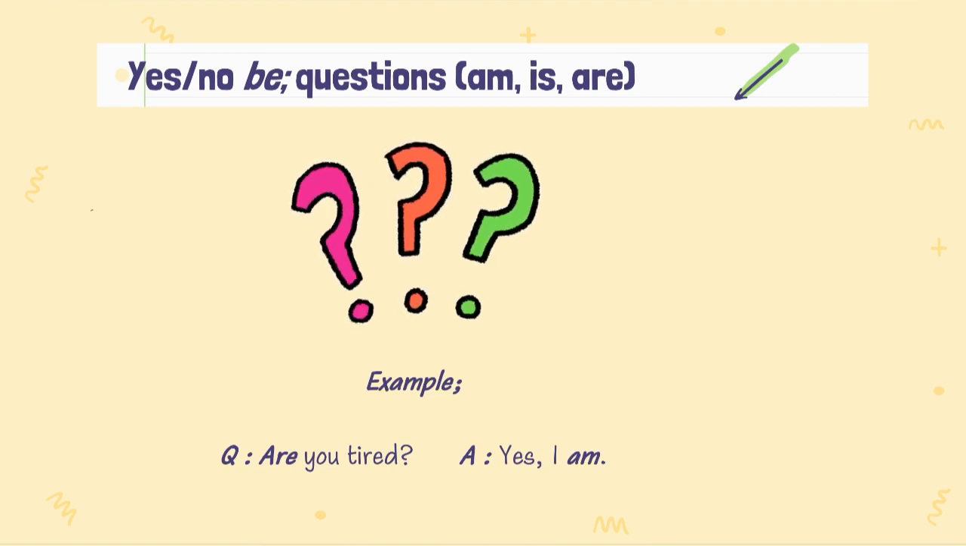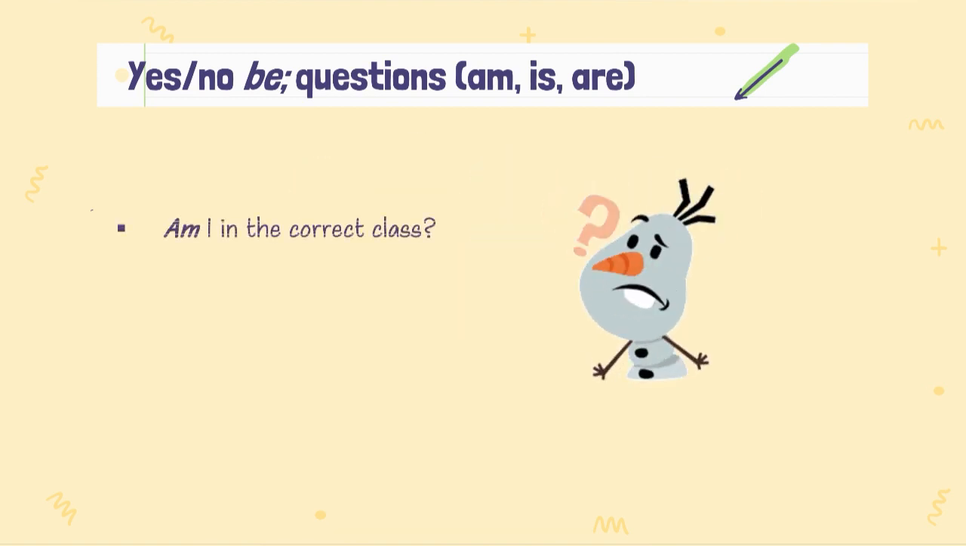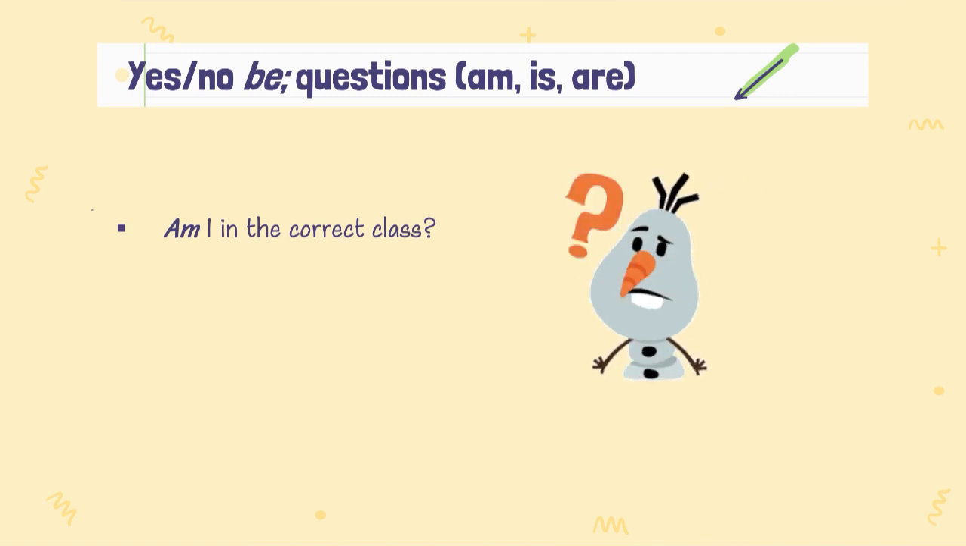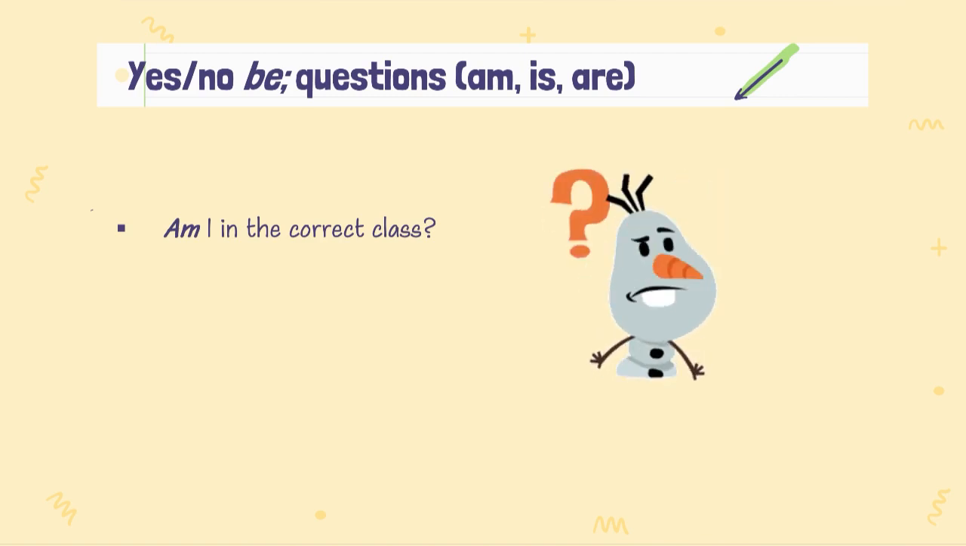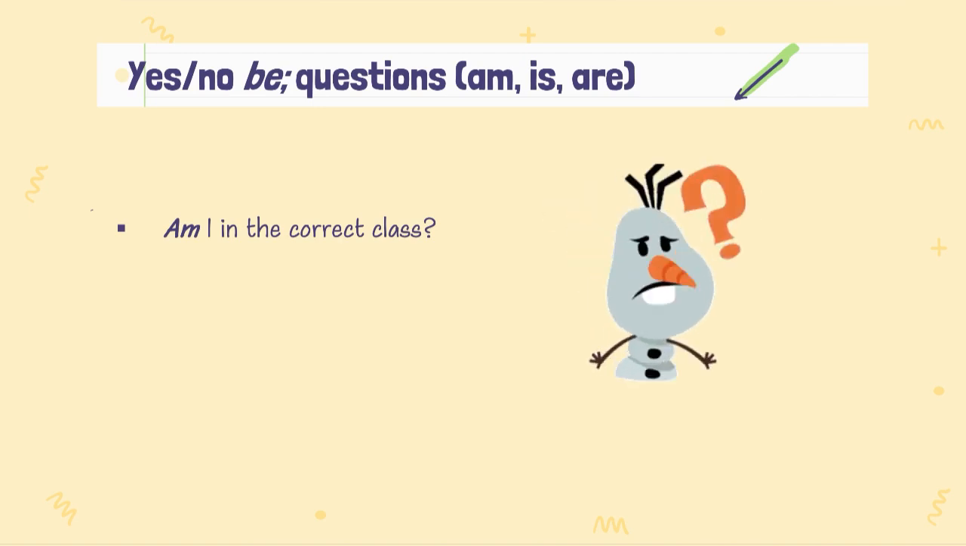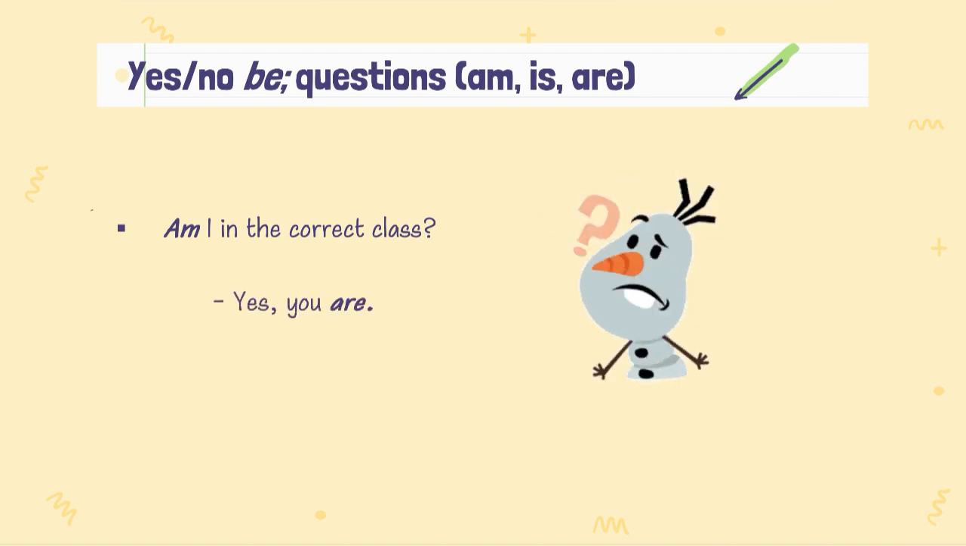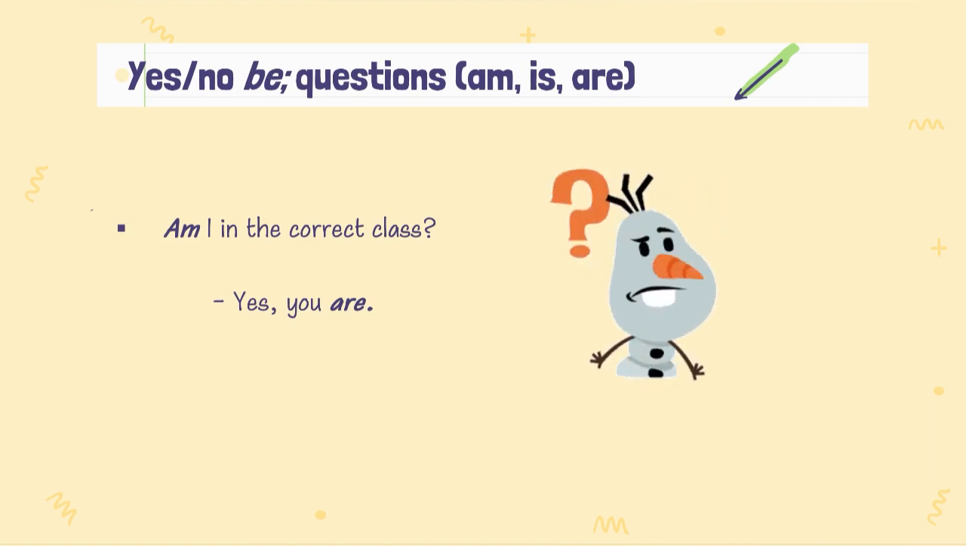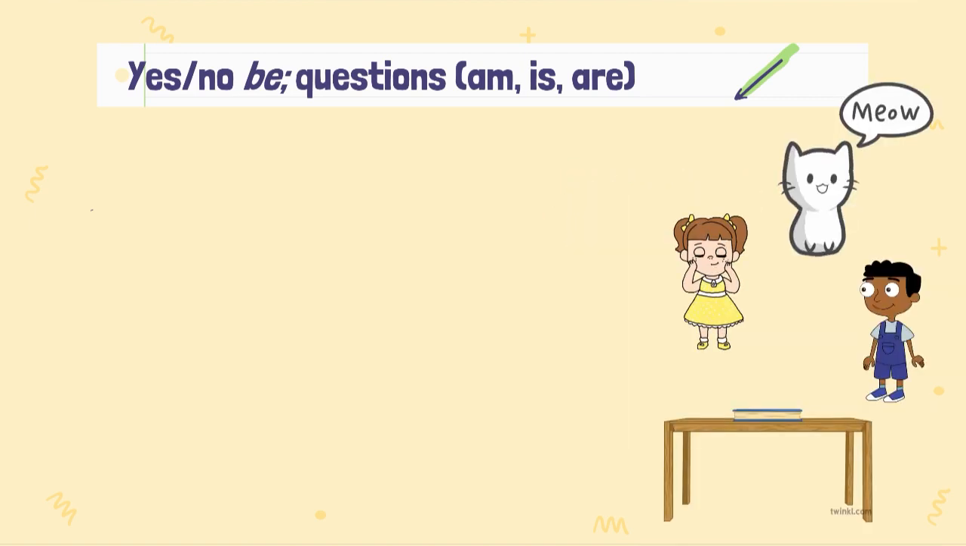We are going to look into more examples. For the first verb to be, am: Am I in the correct class? Remember, am will always be used together with the pronoun I. So the answer would be yes, you are, or no, you are not.